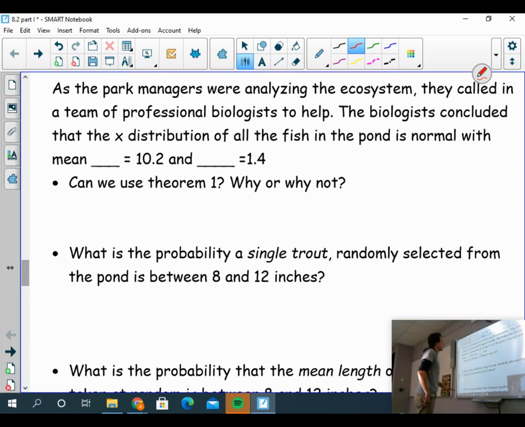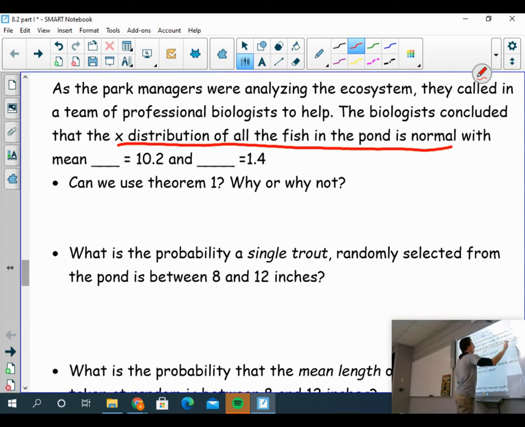So let's say the biologist concluded that the X distribution, remember, as we just wrote down, that's talking about the population. The X distribution of all the fish in the pond is normal, with mean mu equals 10.2, and sigma equals 1.4. Remember, mu and sigma all talk about the population. So what we're saying here is the population is normal with the following mean and standard deviation. So first question, can we use theorem 1? Why or why not? Pause the video, give it a second to think about it. Can we use theorem 1?